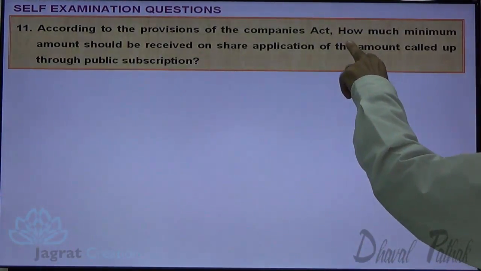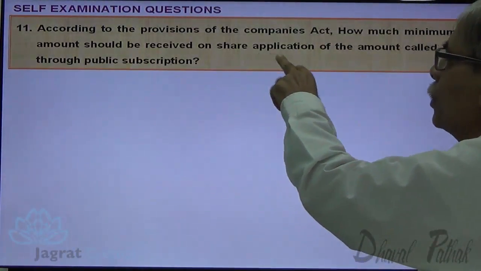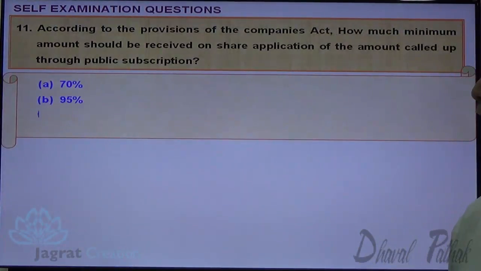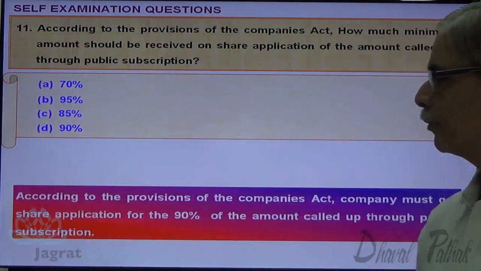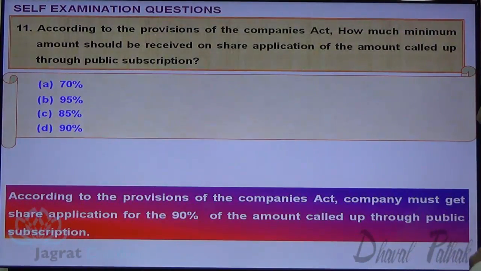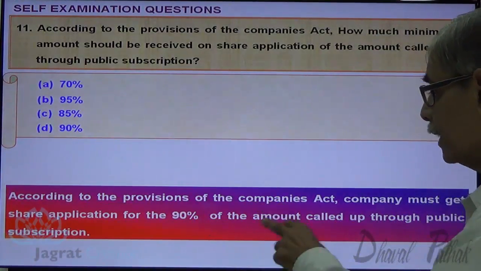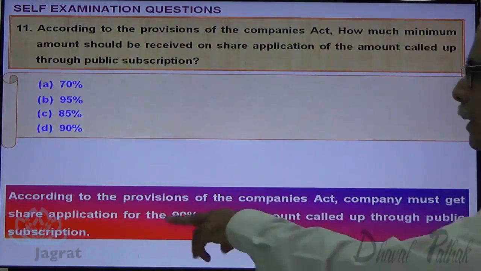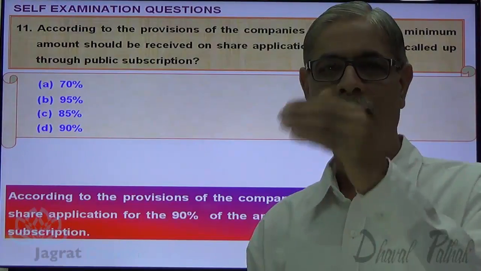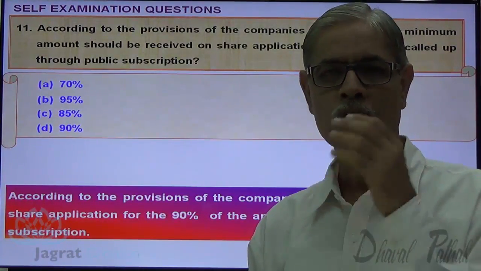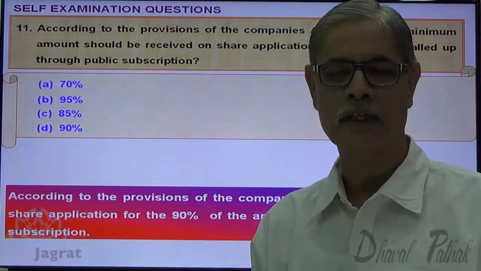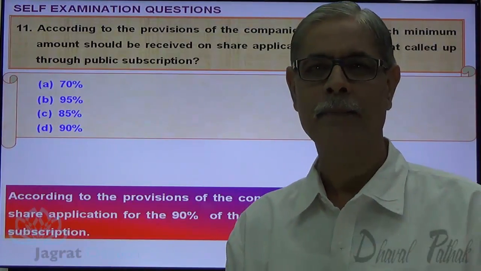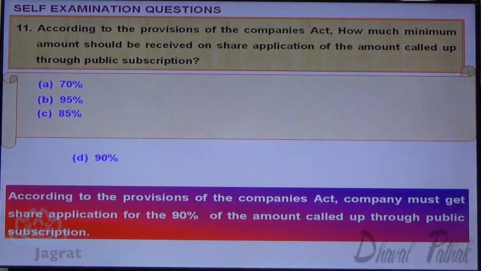According to the provisions of Companies Act, how much minimum amount should be received on share application of the amount called up through public subscription? Now see, these are the options given to you, but this question is framed from this statement. According to the provisions of Companies Act, company must get share applications for 90% of the number of shares intended to issue. So 90% of the amount called up through the public subscription. Suppose that 10,000 shares are offered in public issue. So company wants to issue 10,000 shares. What is the minimum number of applications that must be received? 90% of 10,000. That is the minimum requirement for applications to be received. So correct answer is 90%.